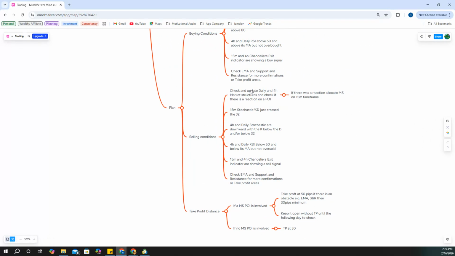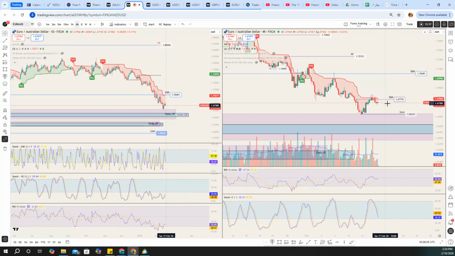So first, check and update daily and 4 hour market structure, and you have seen that they are updated. And check if there is a reaction on a point of interest. There are two reactions. One reaction on the 4 hour, which is taking the liquidity of the inducement and going down, and there is one on the daily hitting the order flow, the decision order flow, and going up. So the POIs on both are opposite each other. One is saying a reaction upward and the other is saying a reaction downward.